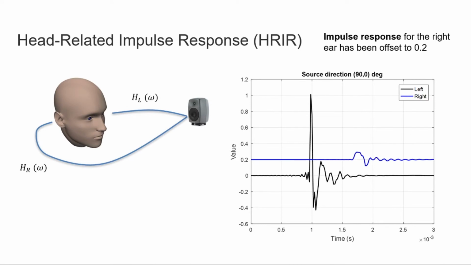When we place microphones into our ears and measure the impulse responses from a sound source to both ears, we obtain the HRIR, or the head-related impulse response. In this example here, recorded with the sound source on the left side of the head, we can see that the left side impulse response is higher in magnitude. The right side impulse response is lower because the audio has to diffract around the head to reach the right ear. This level difference is related to ILD.